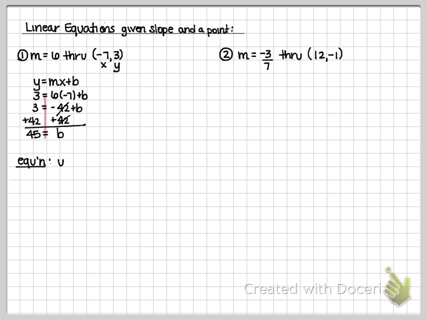I write down the general form, and I don't want to plug in x or y this time. I want those to be my variables that are standard, so at any point in time anybody could plug in an x or a y to be able to graph this. The m that was given to me is 6, and the b that I just found is 45. So there's the equation of the line through the point that was given with the slope that was also given.